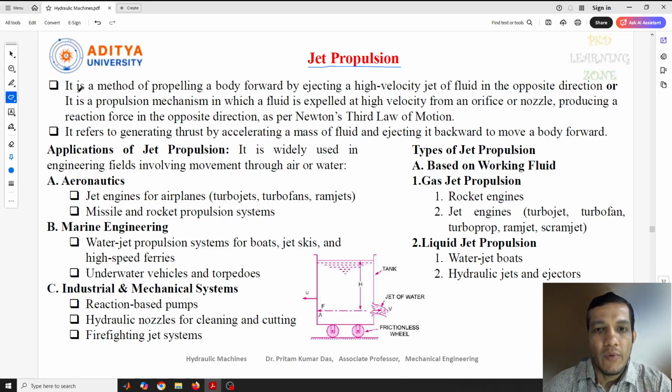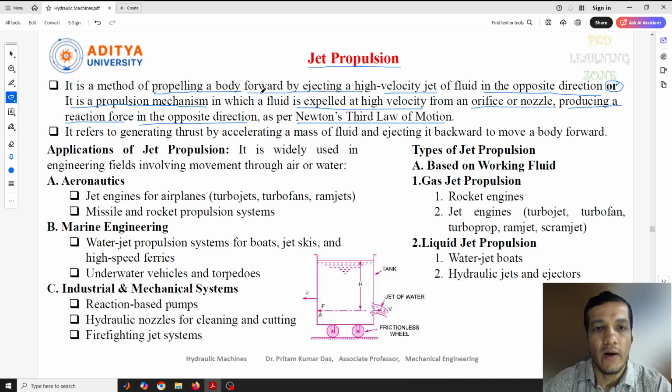Jet propulsion is a method of propelling a body in the forward direction by ejecting a high velocity jet of fluid in the opposite direction. So this is the definition of jet propulsion. Or we can say that it is a propulsion mechanism in which the fluid is expelled at high velocity from an orifice or nozzle, producing a reaction force in the opposite direction. That is as per Newton's third law of motion.